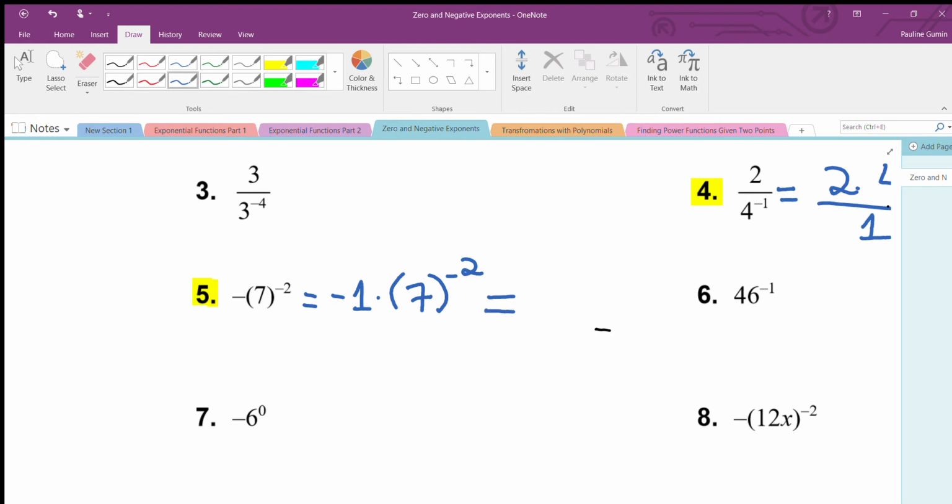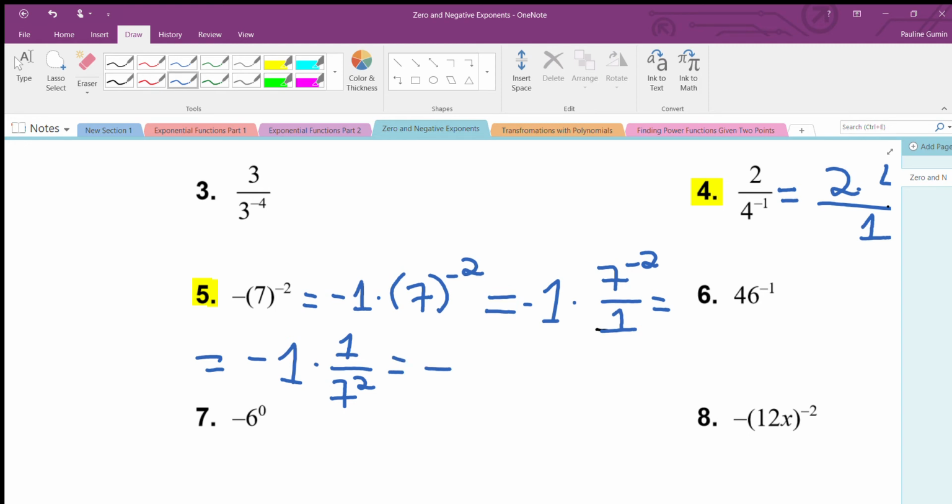Let's continue. Okay, so 7 has a negative 2. That means it's on the wrong side of the fraction. And what fraction are we talking about? We're talking about this fraction. So that invisible over 1 again. Okay, so let's get 7 squared onto the correct side of the fraction. Because it's on its correct side, it is positive now.